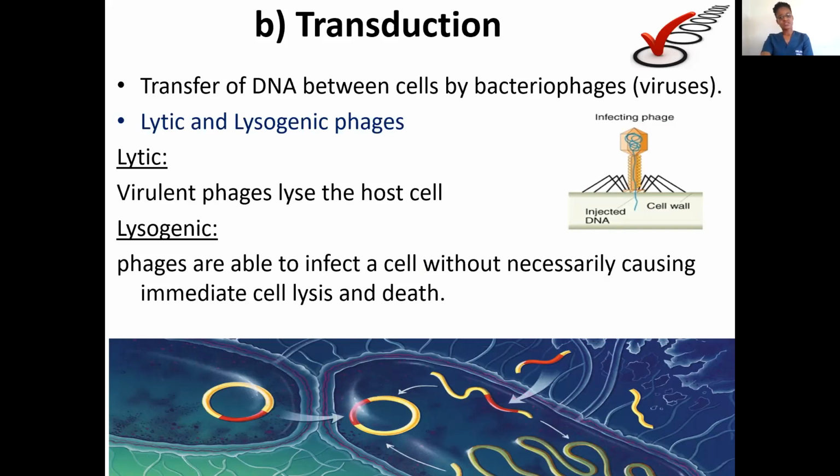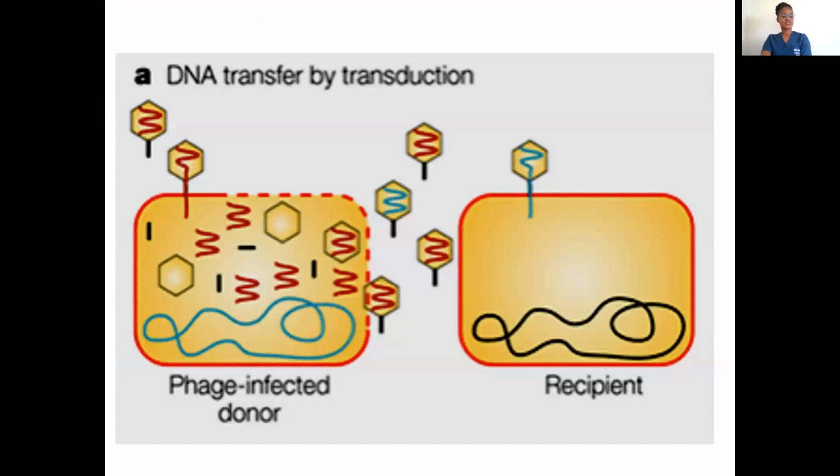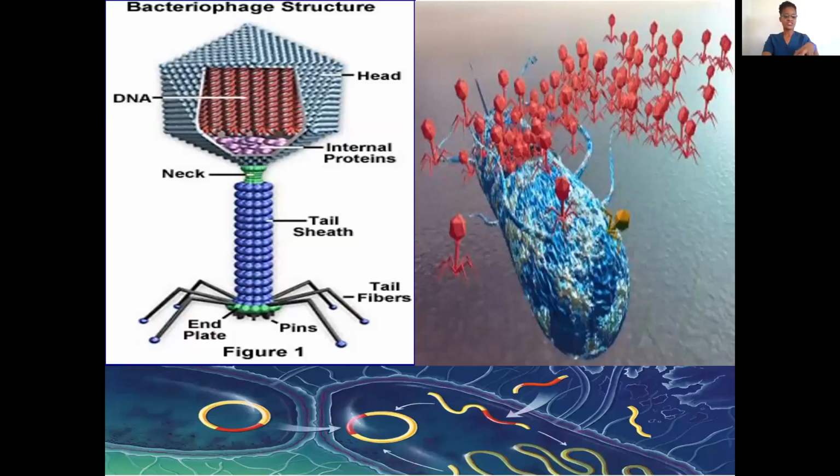So there are two different types of bacteriophages. We have the lytic and the lysogenic phages. The lytic phages are virulent phages that cause lysis of the host cell, while the lysogenic ones are able to infect a cell without necessarily causing any harm. Harm meaning cell lysis or death. So what happens? The bacterial phage will come and attach itself to a bacterial cell, and the gene of interest will be transferred from the bacteriophage to the cell.